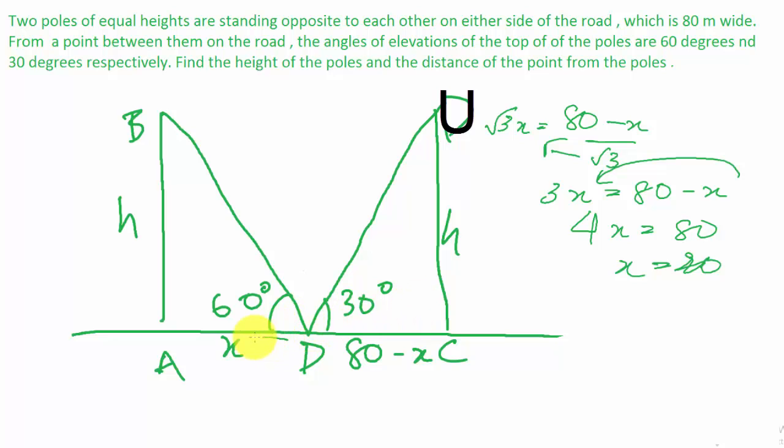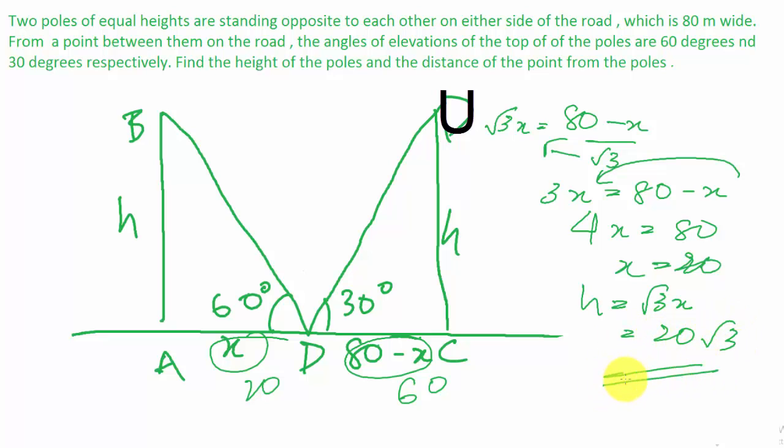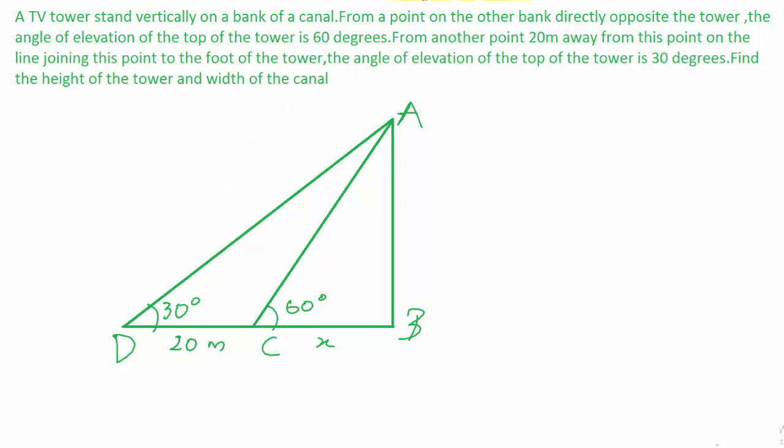We just found out that this distance right here is 20. So what will be this distance? 80 minus 20, that is 60. Now we want to find the height of the pole. We previously found that h is equal to root 3x. That is, height will be equal to 20 root 3. Ta-da!